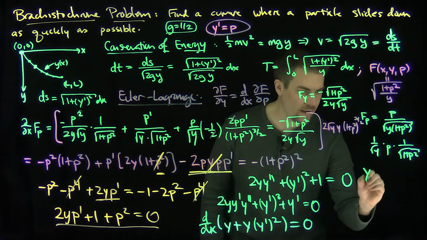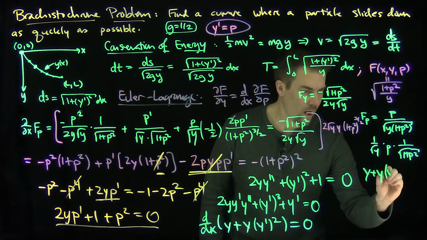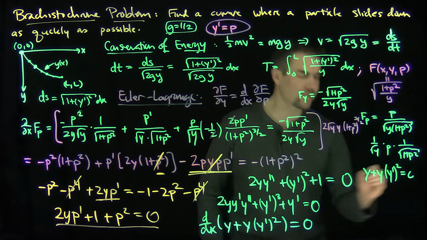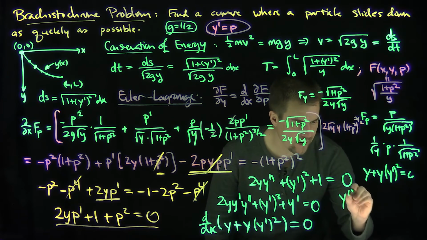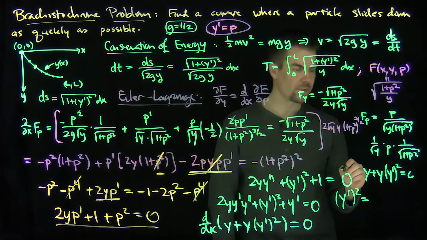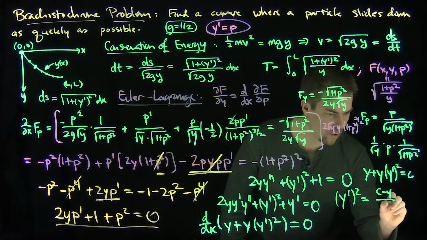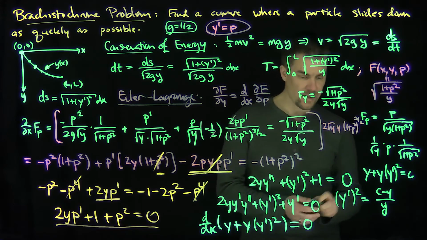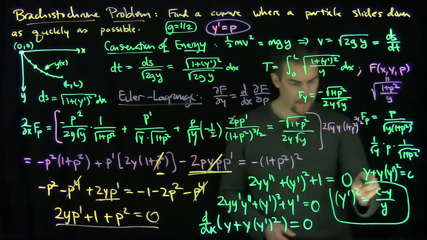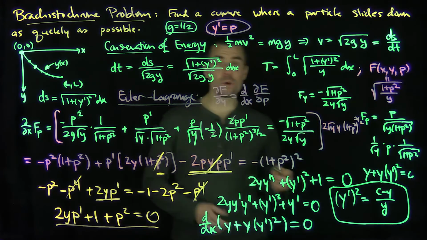So what this tells us is that y plus y prime squared is a constant. So y plus y prime squared is equal to a constant c. And then it turns out that if we solve this equation over here, we're going to have that y prime squared is going to be what? It's going to be c minus y over y. And therefore, y prime will be the square root of this thing. So in other words, this ODE is a separable ODE.